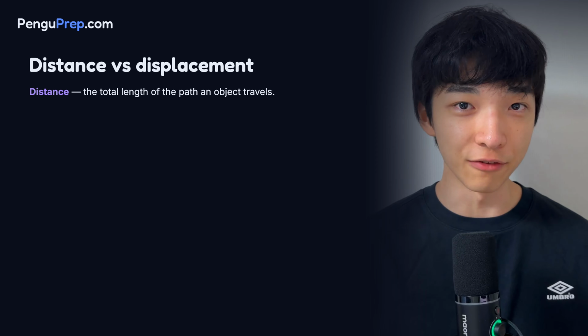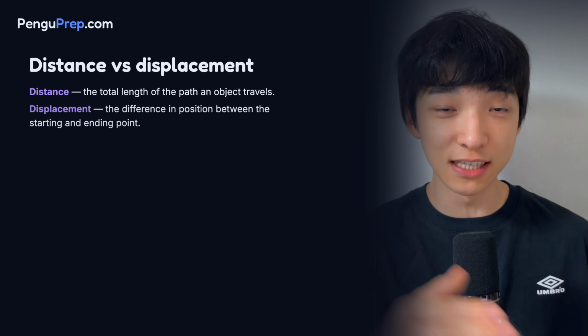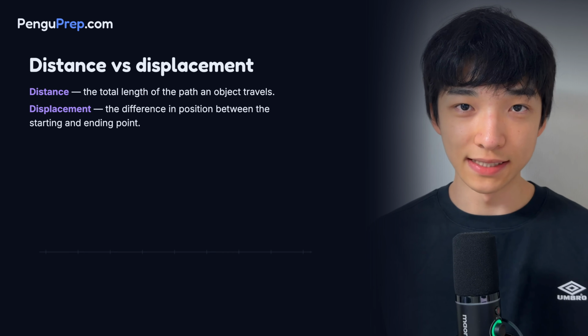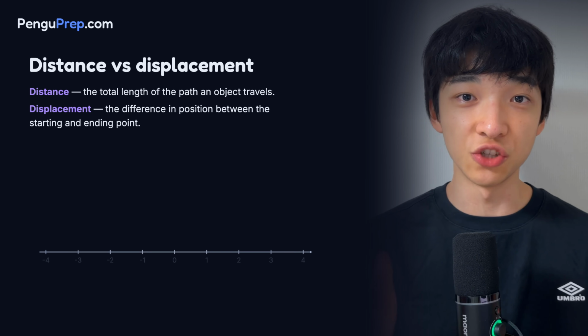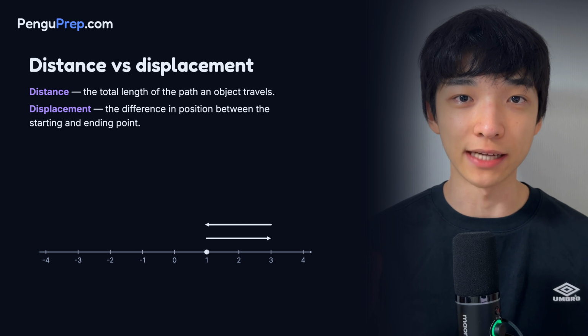Distance is the total length of the path an object travels when going from one point to another. Displacement is the difference in position between the object's starting and ending point. For example, consider an object moving on a number line where each unit represents a meter. The object begins at 1, moves to 3, and moves back to -3.